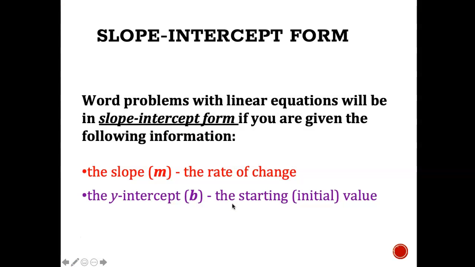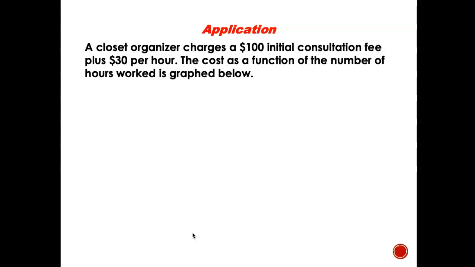To continue, when we are writing a linear equation, we're still going to use the slope-intercept form in the format of y is equal to mx plus b. This time, we want to emphasize that m, or the slope, is the rate of change, and the y-intercept is the starting or initial value in the problem. So let's have our first example.